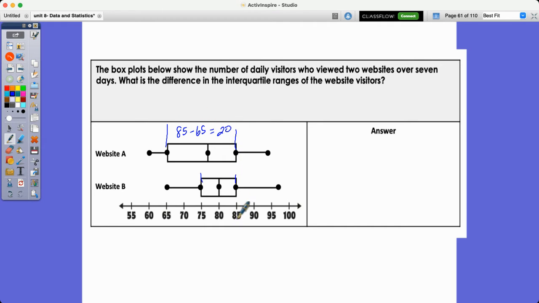I got that by just coming straight down here. I have 85, I have 65, and I subtracted Q1 from Q3. Now I'm going to look at the second website. I have 85 again, but this time I have 75. What is 85 minus 75? 10. Now let's go back to the problem, because it says, what is the difference in the interquartile ranges? Well, I have my two interquartile ranges. My first one was 20, my second one was 10. The difference means to subtract, so the difference in interquartile ranges is 10.